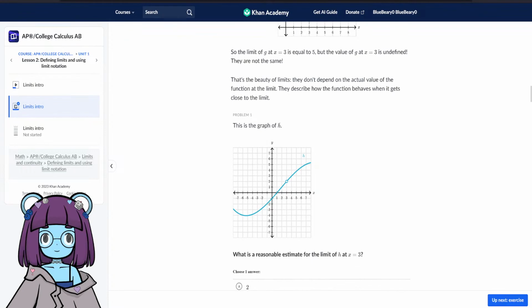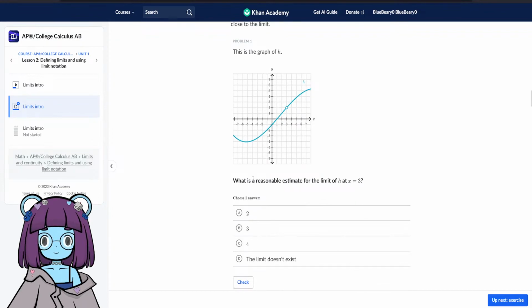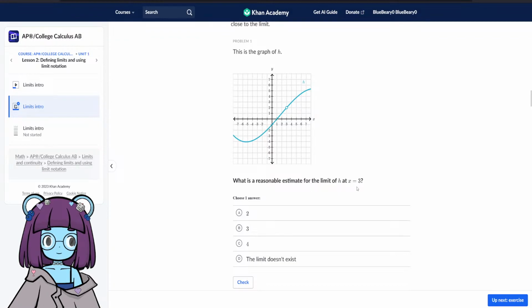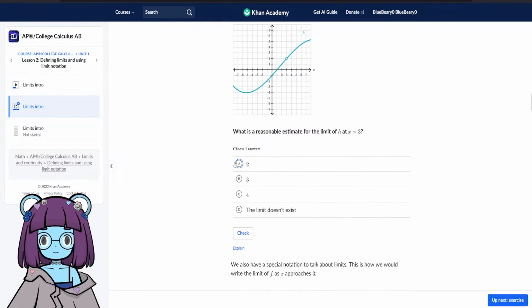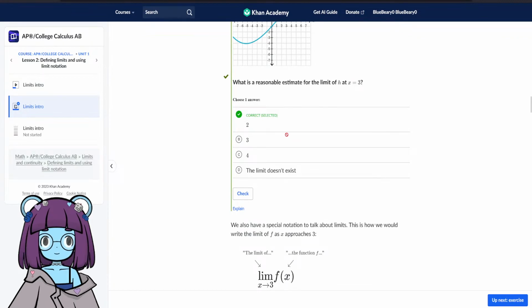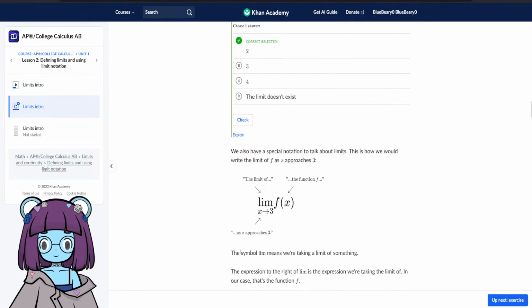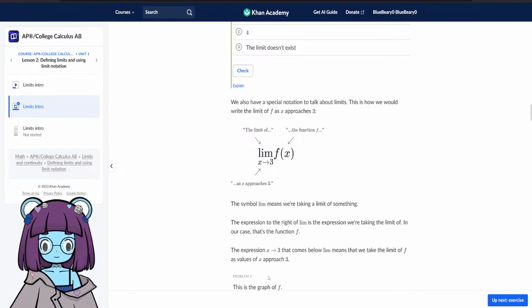This is the graph of h. What is a reasonable estimate for the limit of h at x equals 3? We go here, and it's 2, but it's undefined at x equals 3, but the limit is still 2, I think. Let's check. Yay! Woo! Oh god, I remember seeing this.